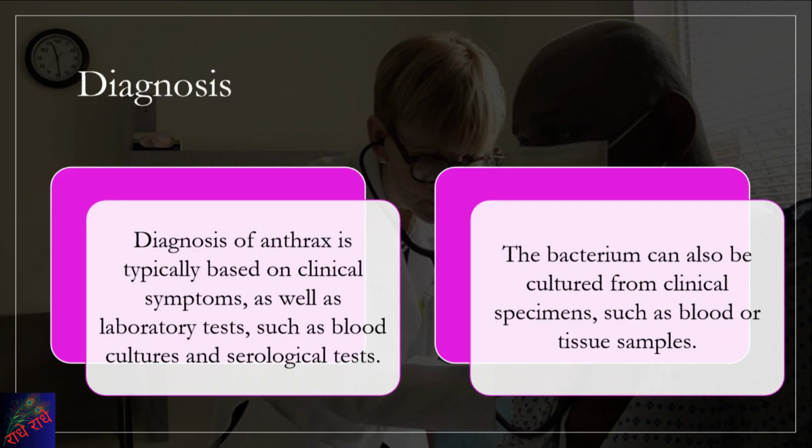Diagnosis of anthrax involves the observation of clinical symptoms and laboratory testing. Serological tests like blood cultures and culturing bacterium from clinical specimens like blood or tissue samples are used. This approach helps to ensure an accurate diagnosis.